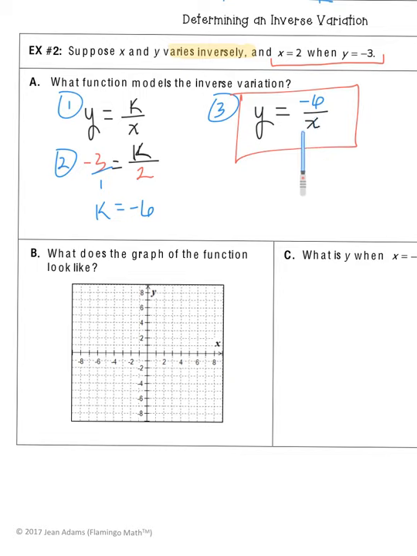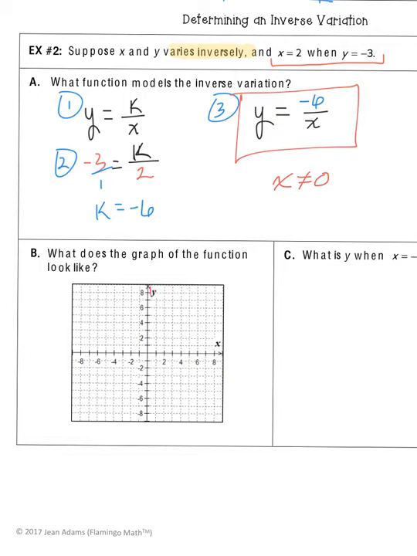I want you to ask yourself, what values could x never be? Remember, this is a fraction. What part of the fraction can never be 0? This denominator right here. The numerator can be 0, that's okay. But if the denominator is 0, that function is undefined. So right here, x cannot equal 0 because it causes an undefined function. And what's going to happen is that becomes what's called a vertical asymptote.